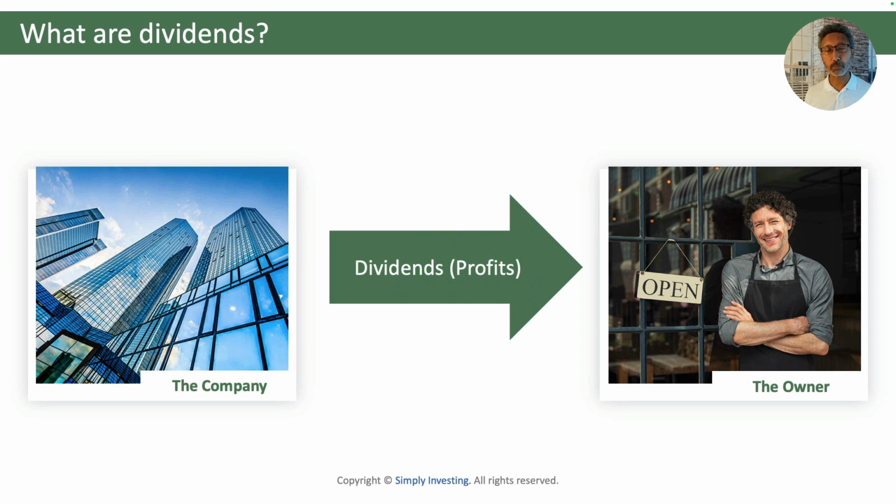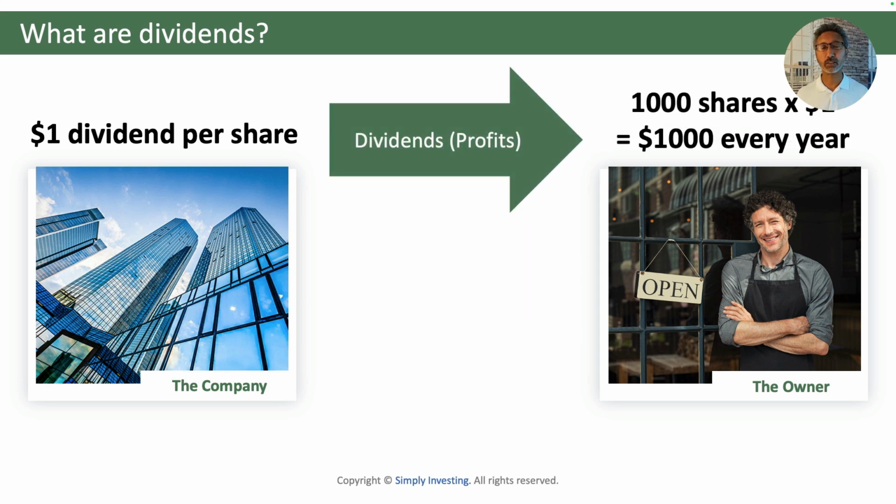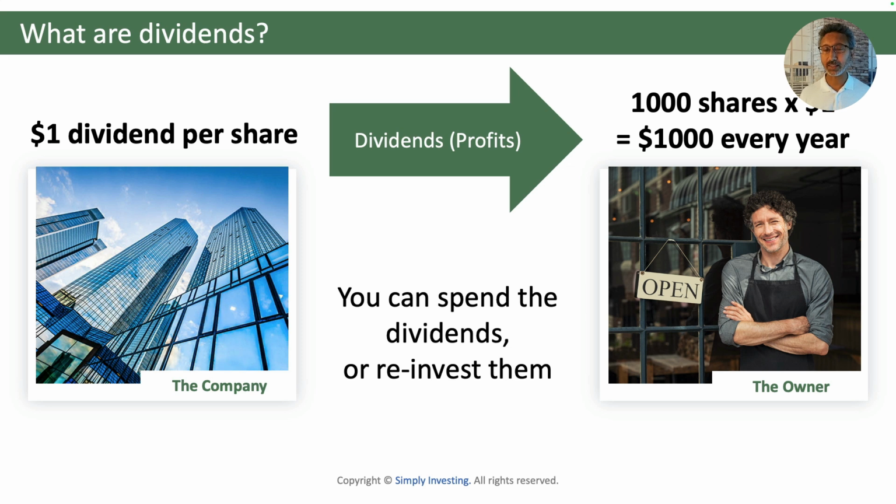And as part owner of the company, you're entitled to share in the profits of that company. And those profits come to you in the form of dividends. So in this example, you can see it up on the screen. If a company is paying a dividend of $1 per share and you own 1,000 shares, you'll receive $1,000 every year for as long as you own those shares and as long as the company continues to pay the dividend. Now you can take that dividend and you can spend it if you wish, or you can reinvest it. And that's our topic for today's episode.